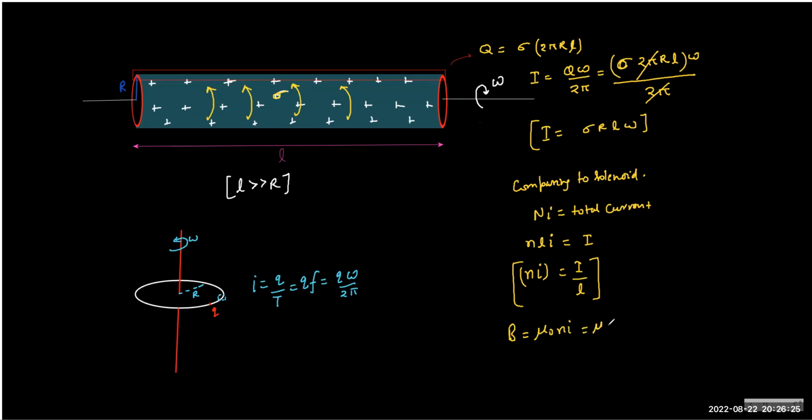And now you can write it as mu naught I by L. And by the way, if you look carefully, the I by L has an even better way of writing. So it is mu naught sigma R omega. Do you understand this? Yes, sir. Very good. So that is how we derive the B value. Okay.